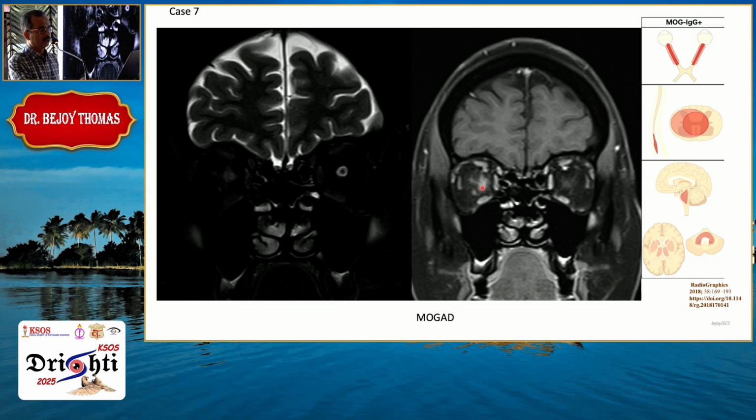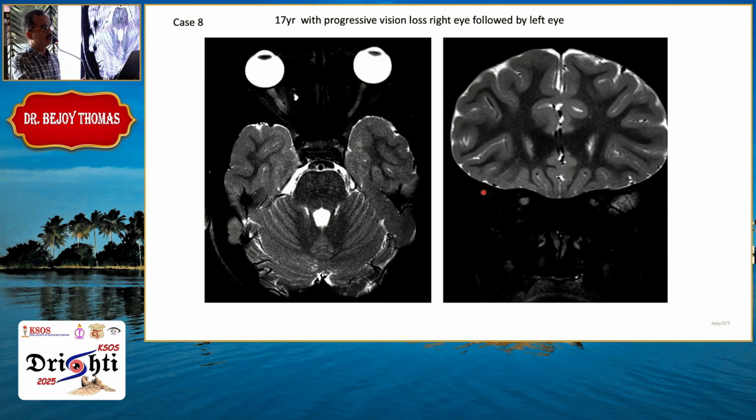This is what we call the dirty fat sign, and you can see in these cases, conus may be more involved. If you see this dirty fat sign, it is more suggestive of a MOGAD. So there are ways in which, with imaging itself, we can actually differentiate. This is a 17-year-old patient presented with vision loss in the right eye followed by the left eye.